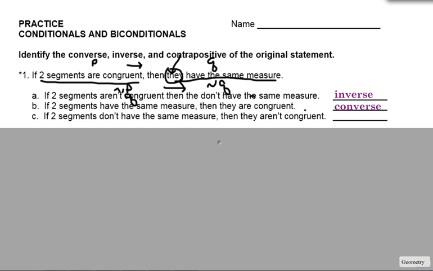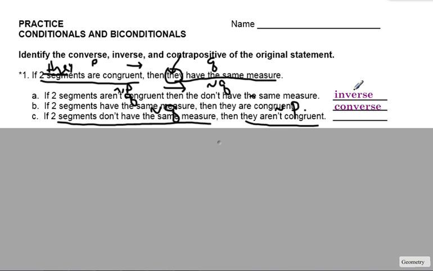All right, and then the last example, C. If two segments don't have the same measure, well, here we go again. They having the same measure, they refers to the two segments have the same measure. That was our Q. But now we're saying they, the two segments, don't have the same measure. So now we're taking the opposite of our Q. Then they aren't congruent. Well, here, they, meaning the two segments, are congruent. That was our P. But we're saying they aren't congruent. So that's the opposite of our P.